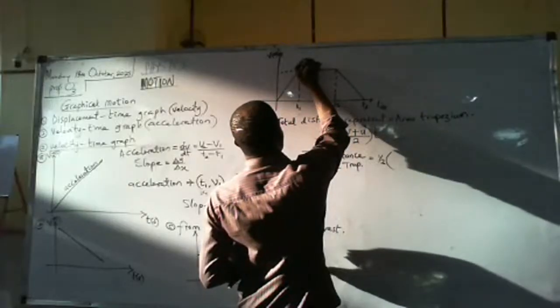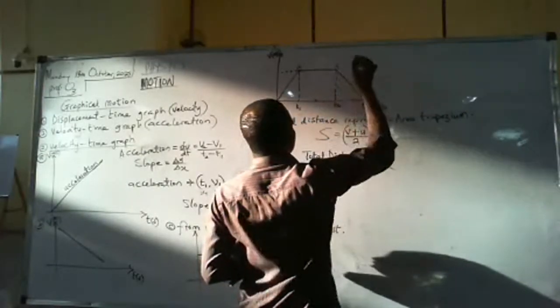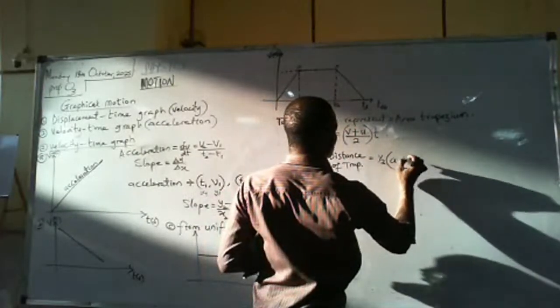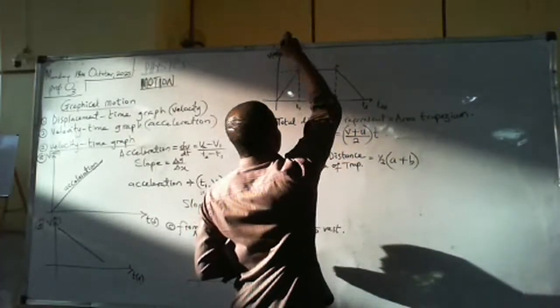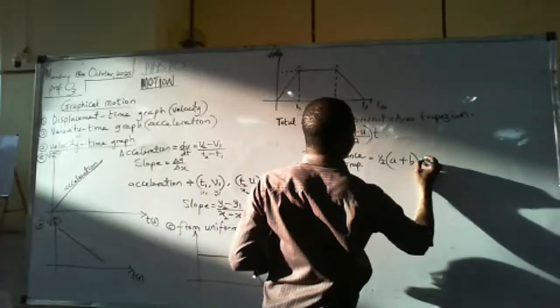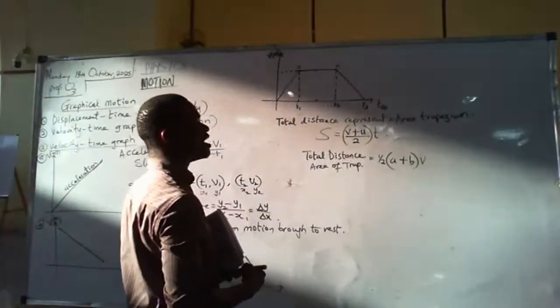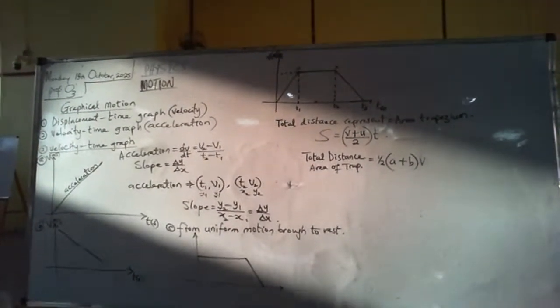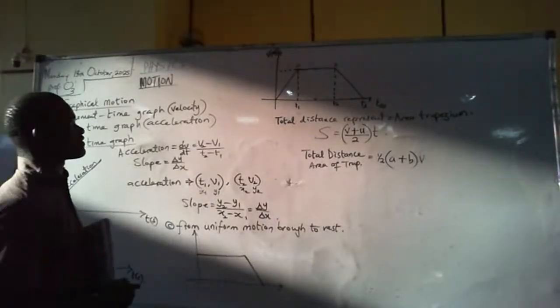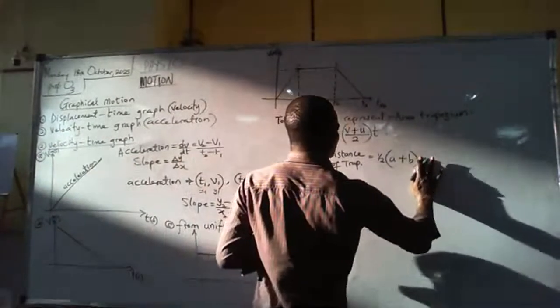Let's say this one is A and this one is B. A plus B times what's the height? The velocity. But we are not going to use velocity, we can use height.